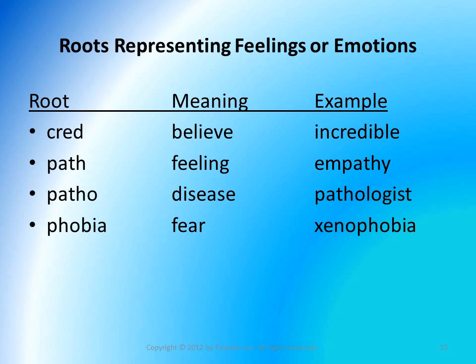These are roots that represent feelings or emotions. You got cred, which means believe, like incredible. Like you can't believe that, unbelievable is another way to say that. Path is feeling, like empathy. And I went over empathy at the beginning of the year. Empathy is a feeling that you can feel what other people feel. Patho is a disease, like pathologist, a scientist that studies diseases. A phobia is a fear, like xenophobia, agoraphobia, arachnophobia.